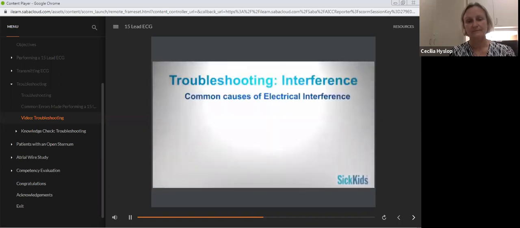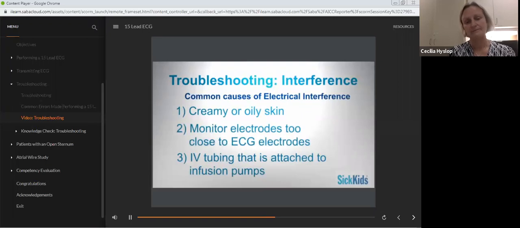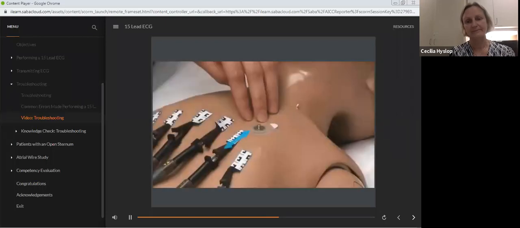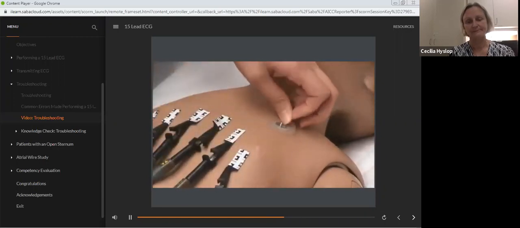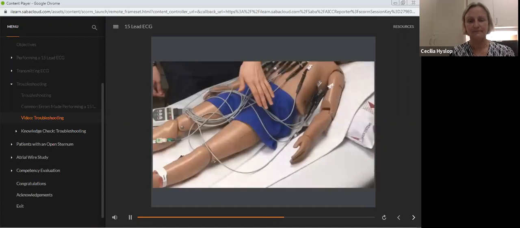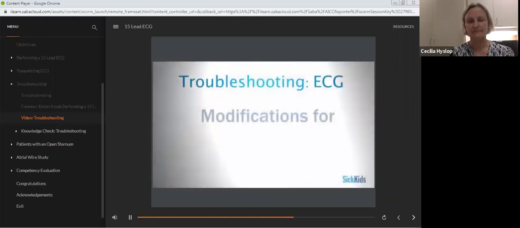There are three main causes of electrical interference, one of which is creamy or oily skin, as discussed previously, monitor electrodes placed close to where the ECG electrodes are, or IV tubing that is attached to infusion pumps. If it is a case of a monitor electrode being close to where your ECG electrodes are, you will need to move your monitor electrode away from there. If it's a case of IV tubing, you will need to place a blanket in between the lead affected and where the IV is.